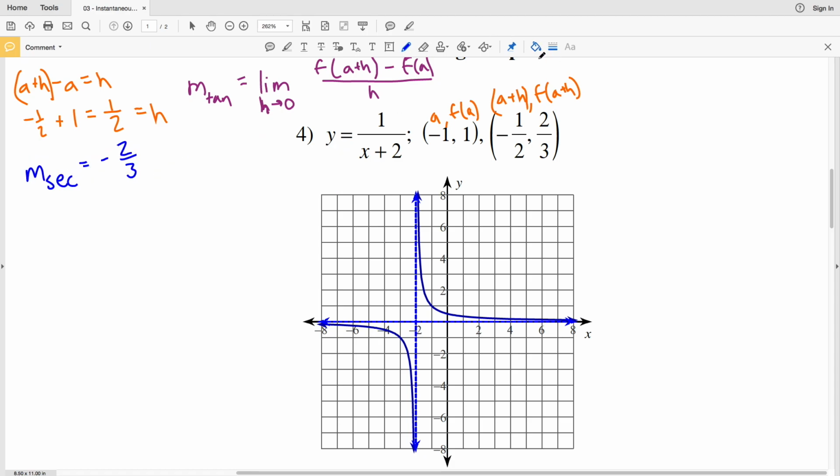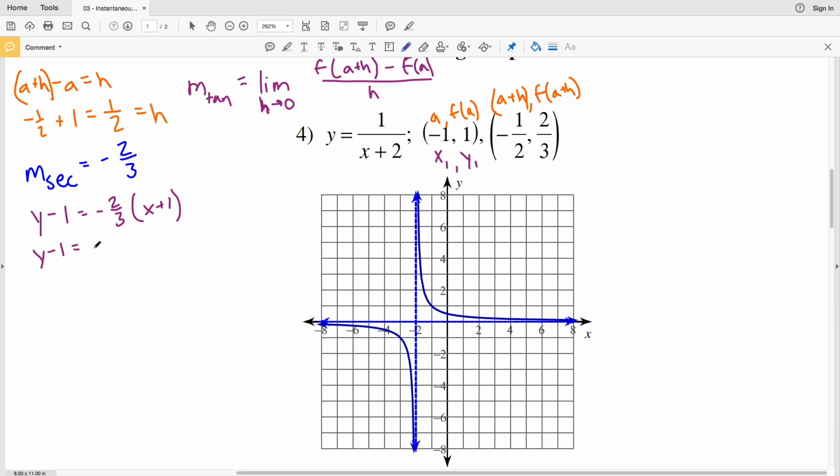Now I'll use point slope form to solve for that equation. So I'll have y minus y1, which I can use f of a or f of a plus h, because both fall on that secant line. But I'll go ahead and use f of a because the numbers are a little easier to manipulate. So y minus y1 is y minus 1, and that's going to equal the slope of -2/3 times x minus x1, which is x minus a -1 or plus a +1.